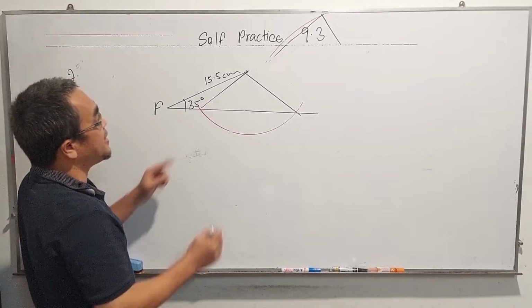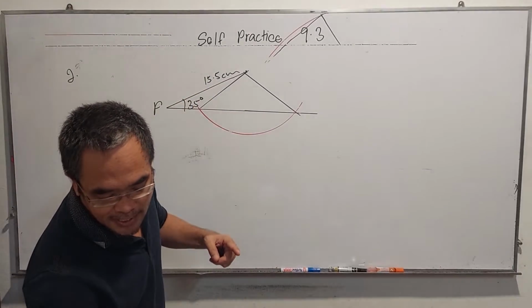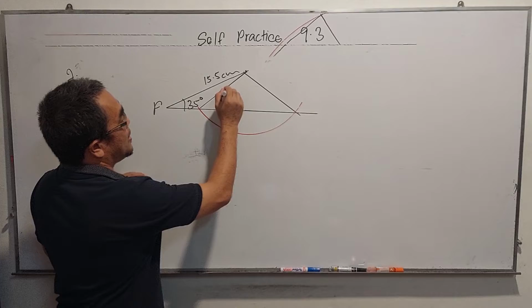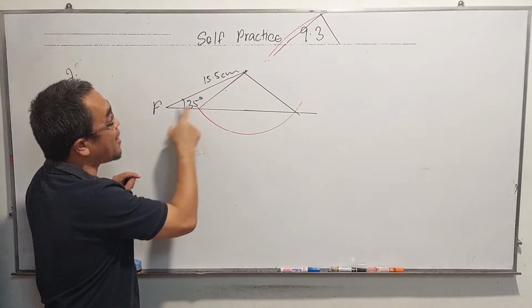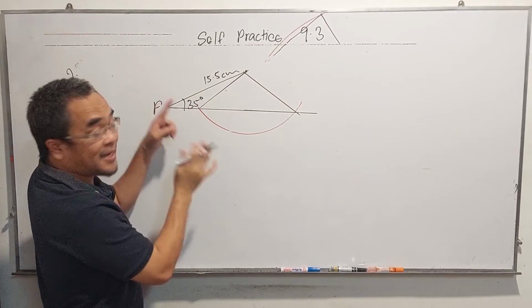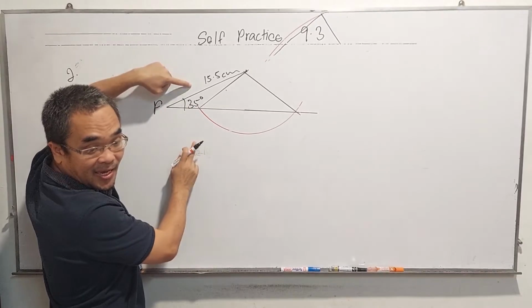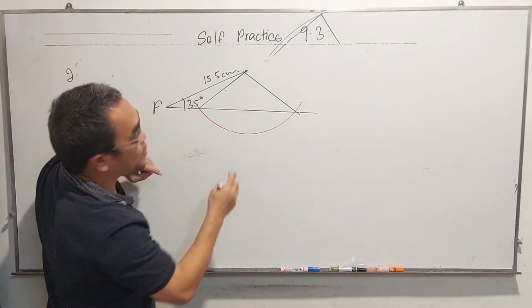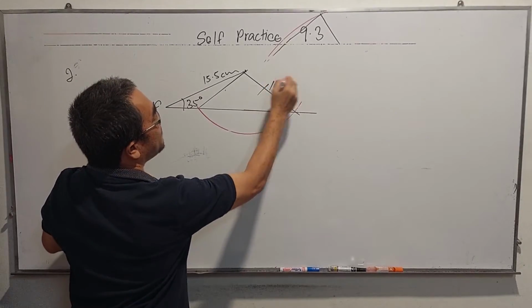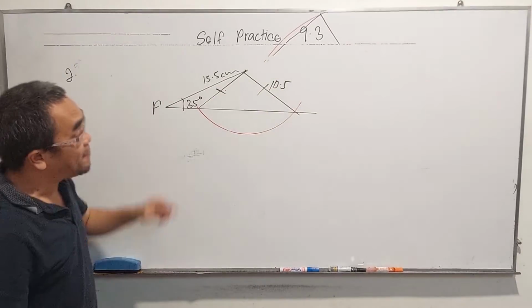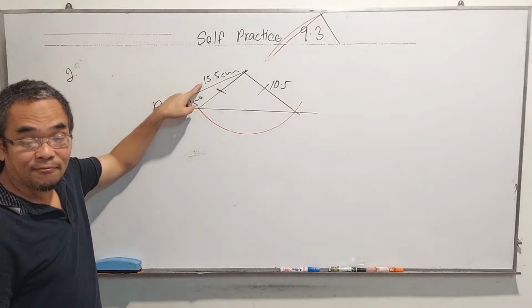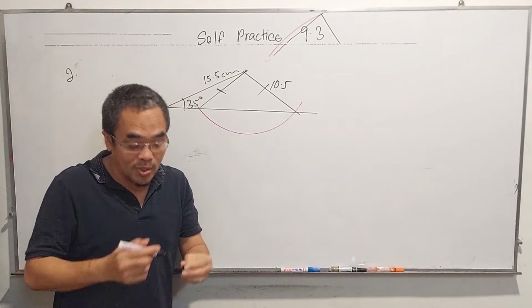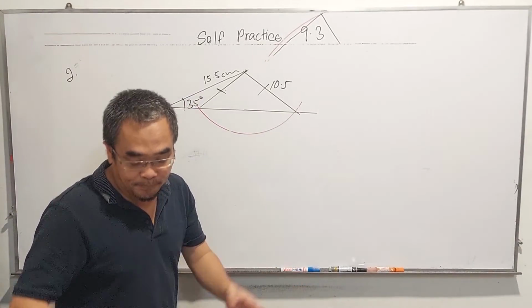Okay, 35 degrees, 15, and as I said, the length in front of the angle is shorter than the length beside the angle. Either this side or this side is beside. This one is in front. So this one is 10.5, so this is also 10.5. So 10.5 is shorter than 15.5. So the ambiguous case exists.